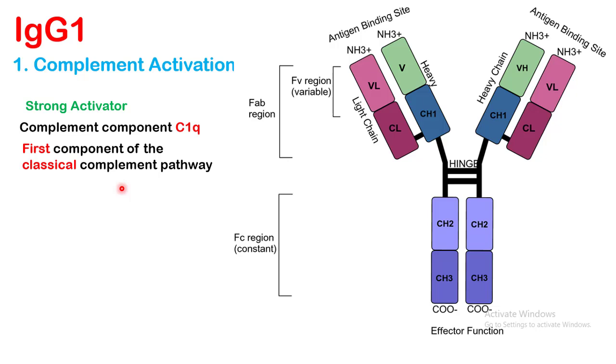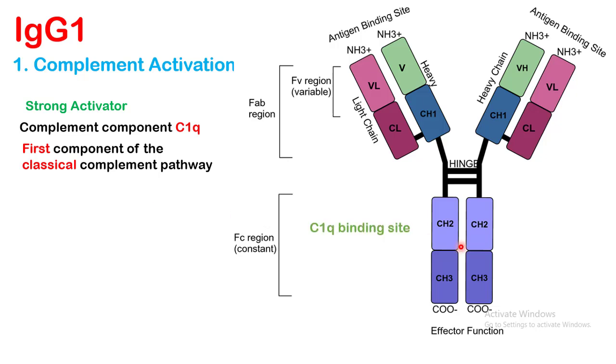Now, if you talk about the immunoglobulin G1, in activating the complement system, they are going to bind to the C1q component of the complement system. And the C1q is the first component of the classical complement pathway. We have already discussed in detail about the classical complement pathway, and there I told you that the C1q is the first component that the classical complement pathway uses for the activation. Now, the C1q binds to the immunoglobulin G1.